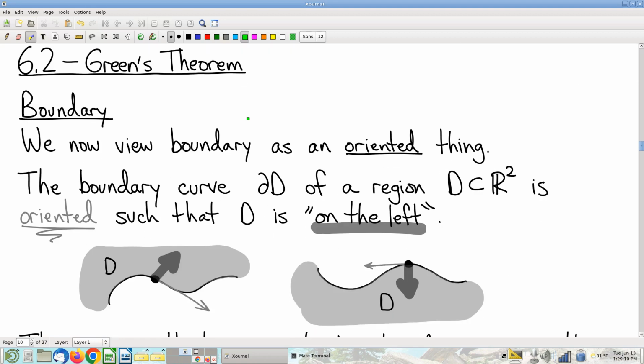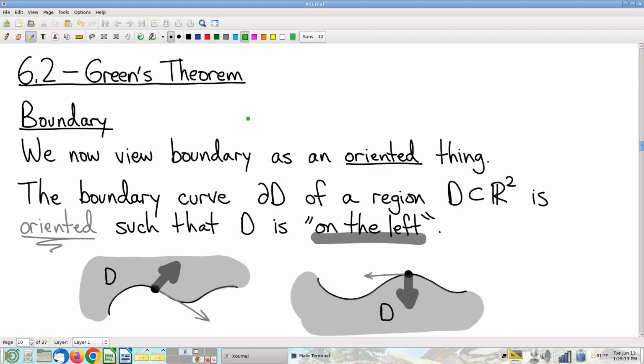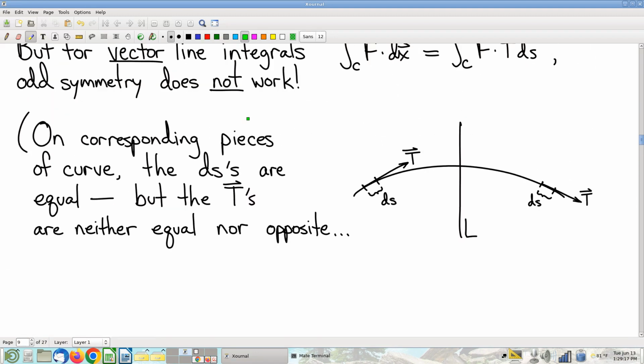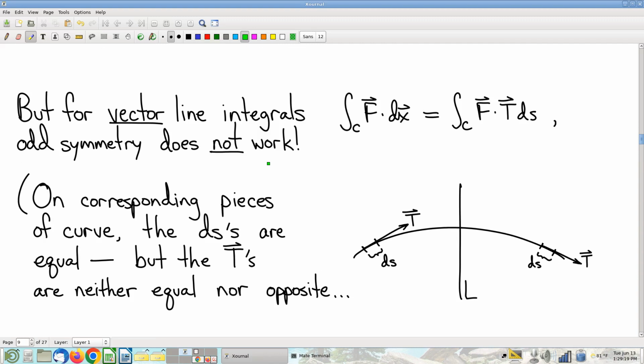Okay, so moving on to 6.2. Question. Yeah, I have a general question about line integrals. What would it represent if the vector field represents the density times velocity?